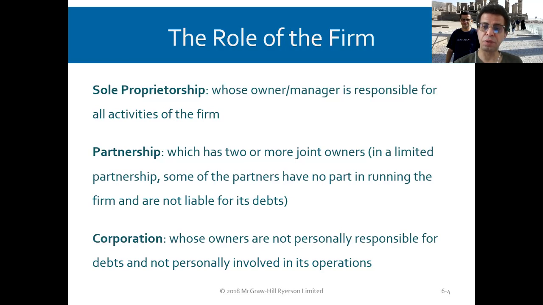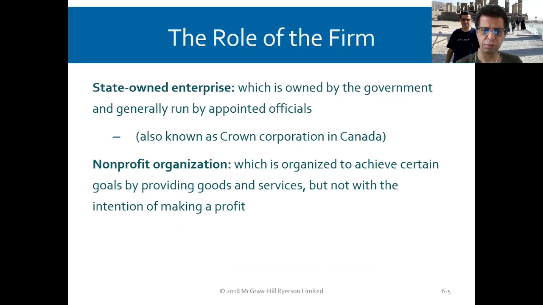The third type is the corporation, where the owners are not personally responsible for the debt. So if it goes bankrupt or has a loss, they're not responsible for the debt and not personally involved in the operation. Different people operate it, and that's where you see the stocks and shares.